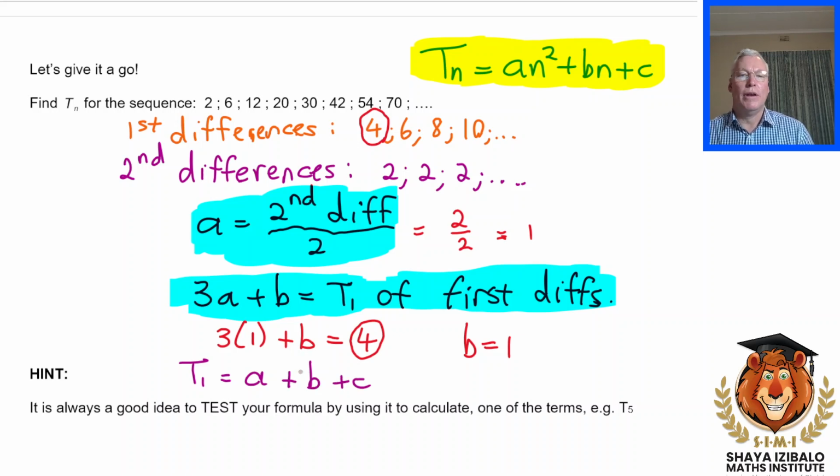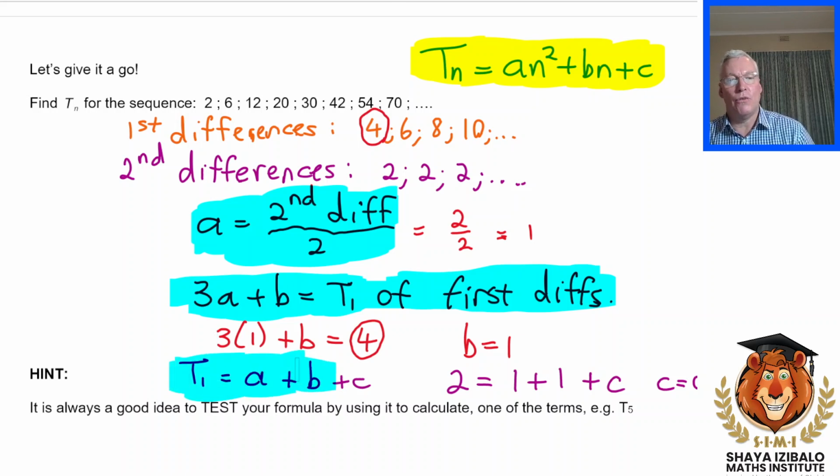But we know what a is and we know what b is, so we can easily now work out what c is, okay? T1 is the first term of the whole thing. So 2 is equal to a. Now we know a is 1. B is also 1 plus c. So how many variables in there? Only 1, and we can get it, and we get that c equals 0. Okay. I'm highlighting this in blue as well.